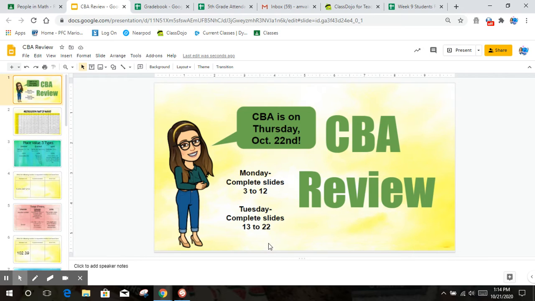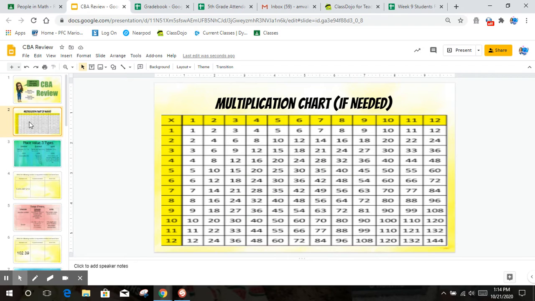So this should have been completed by Tuesday, because Monday was complete slides 3 to 12 and Tuesday is complete slides 3 to 22. Today is already Wednesday, so it should be done by now and turned in so that I can grade it and return it if you made mistakes. I included a multiplication chart if you need it, as always.